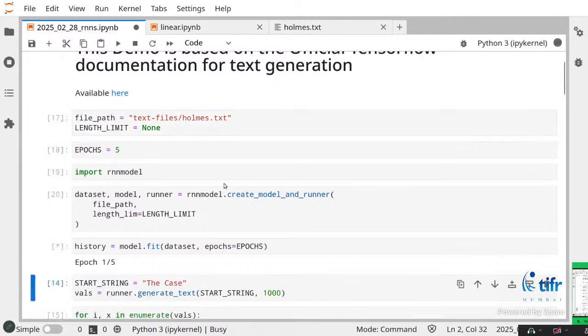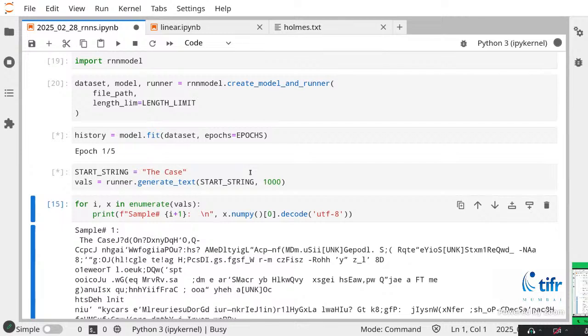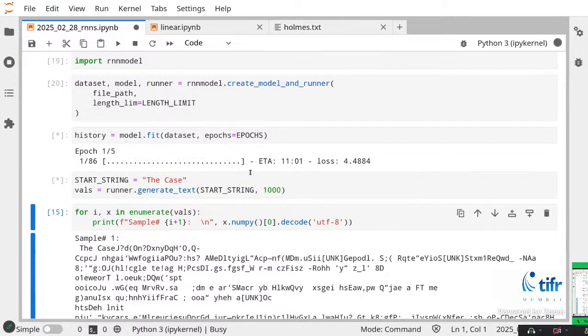Now you see what happens. Notice what it is saying? The ETA is the expected time it will take to do that one epoch. How much is that? 3 minutes. 3 minutes to just read the whole story once, right? And I did 5 epochs with this. That's why I did a smaller thing.